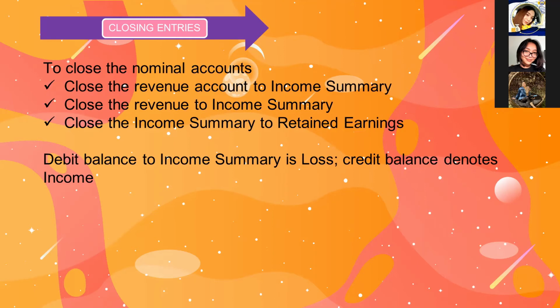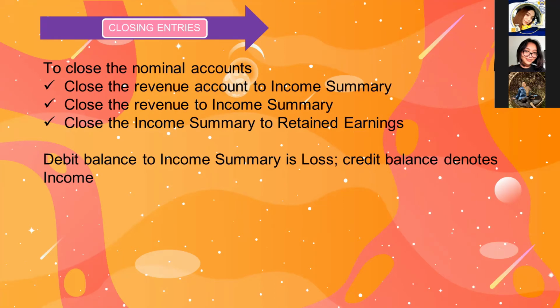Number 2, it should be expense. So close the expense accounts to income summary. And then finally, income summary to retained earnings. Of course, nilagay ko lang to sa ilalim. Sabi dyan, debit balance to income summary is a loss and a credit balance denotes income. Pero yan nga, alam nyo naman na yan.